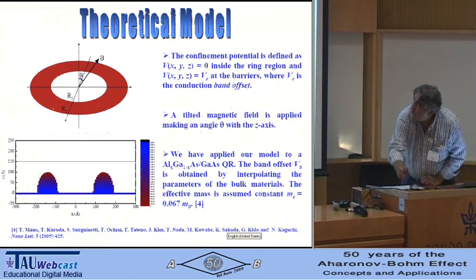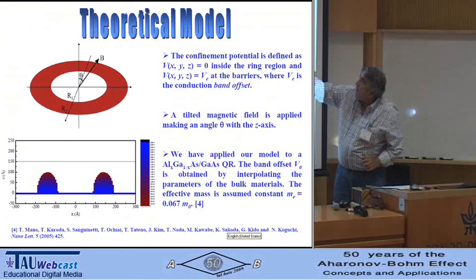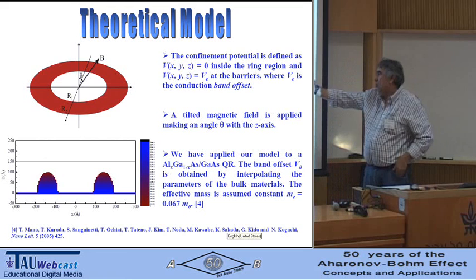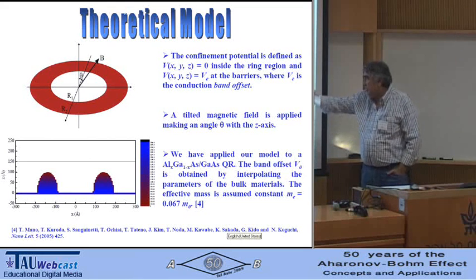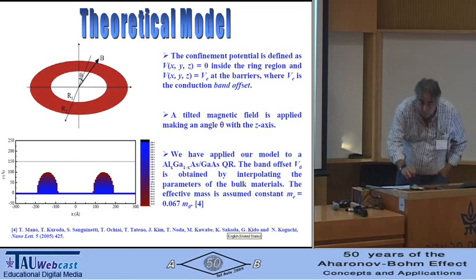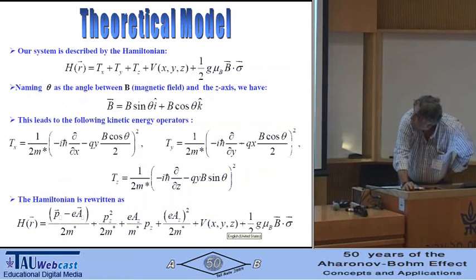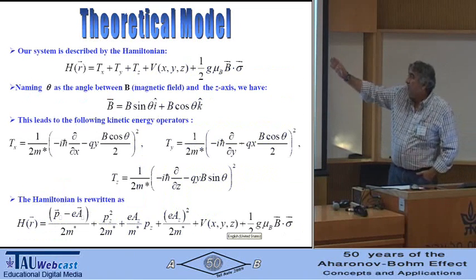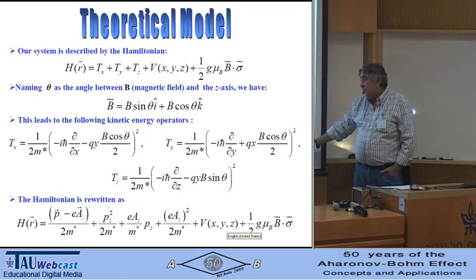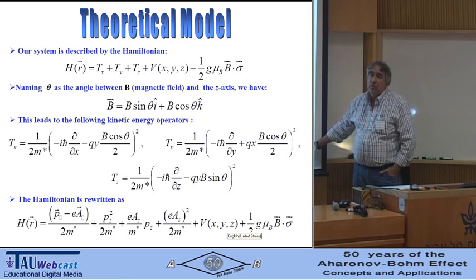So the idea is to consider this ring, and the magnetic field has an angle, and we consider gallium arsenide in this quantum ring. We consider this magnetic field, and we consider the Zeeman effect also, and we solve the three-dimensional system, not a real two-dimensional one.